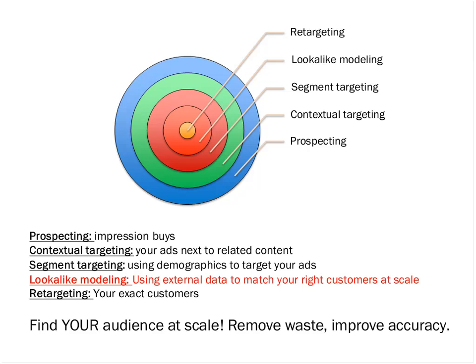So lookalike modelling uses external data to match your right customers at scale. It finds you people who look like your customers, but larger numbers of them. And then at the very centre of that target, I would put retargeting. That's your exact customers, getting them back to purchase, telling them about new products or new promotions. That is absolutely the most effective, but lookalike targeting, given the scale that it can reach, is very valuable.